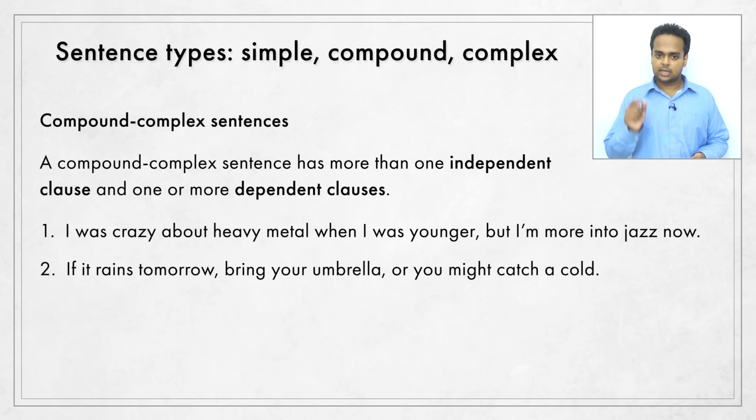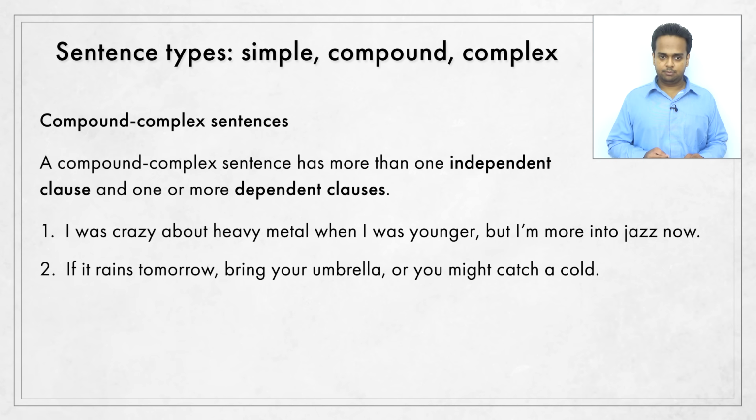We see here that the first clause is independent. I was crazy about heavy metal. Then there's a dependent clause, when I was younger. Then there's a coordinating conjunction, but, and then another independent clause, I'm more into jazz now. So this is a compound complex sentence.